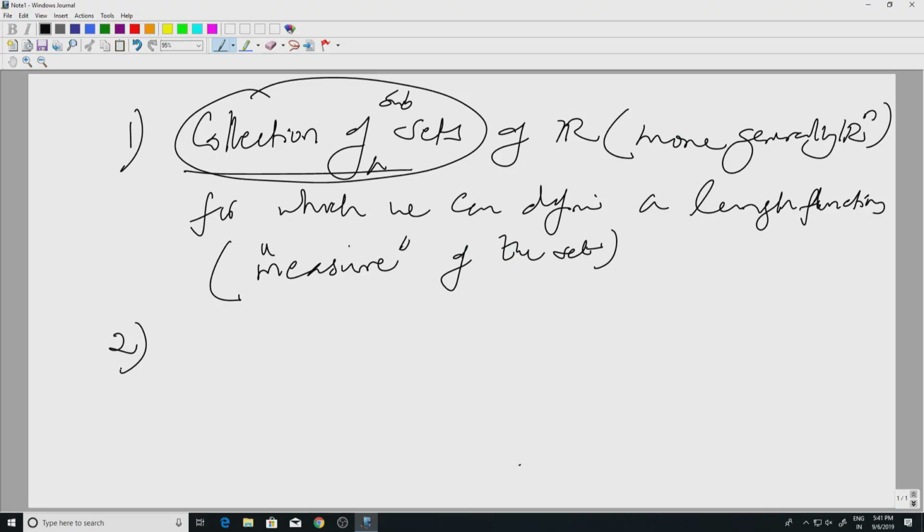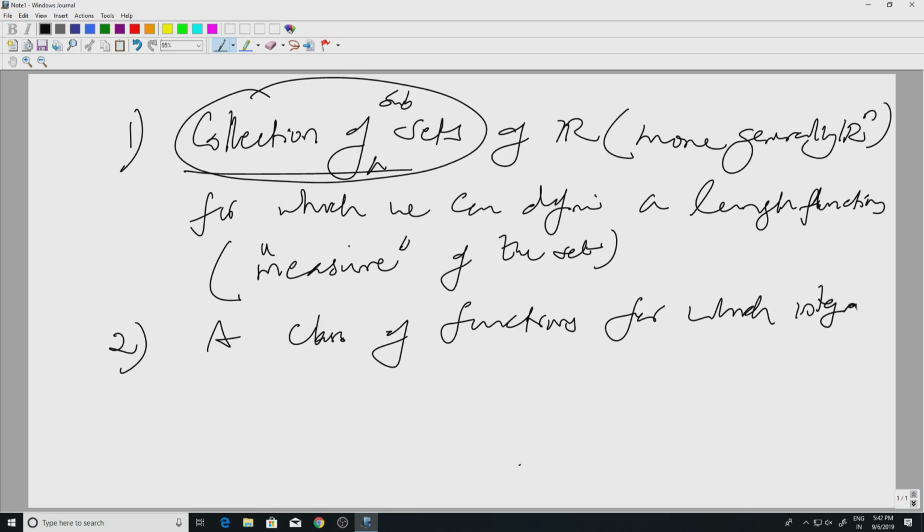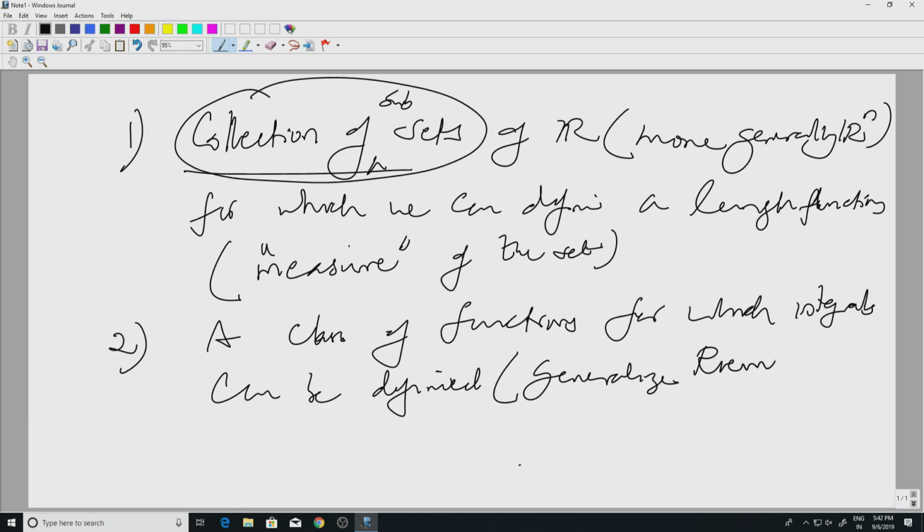Then we also need a class of functions for which integrals can be defined, right, which should generalize Riemann integration. Okay. So, that would be our first step.